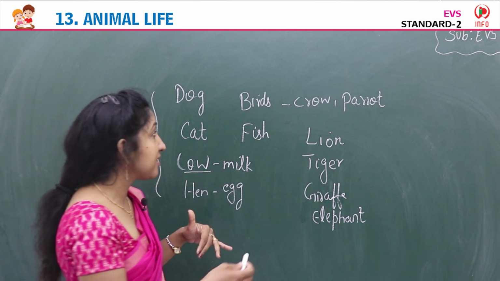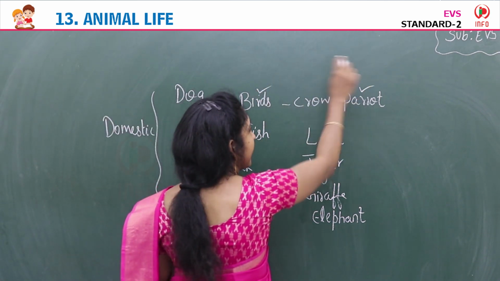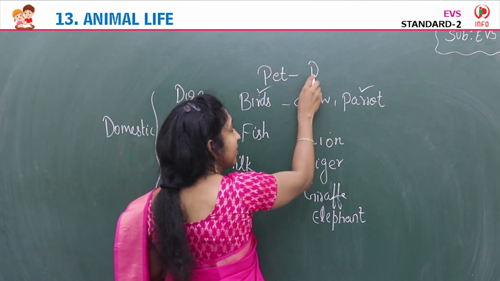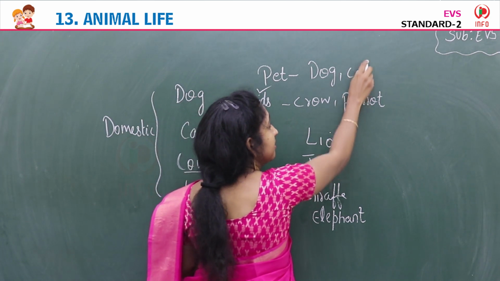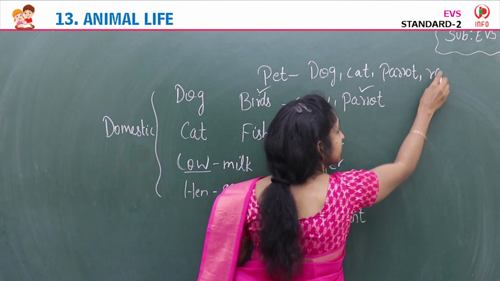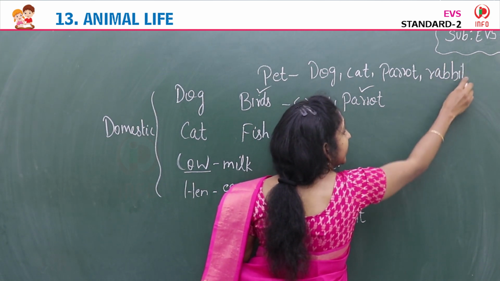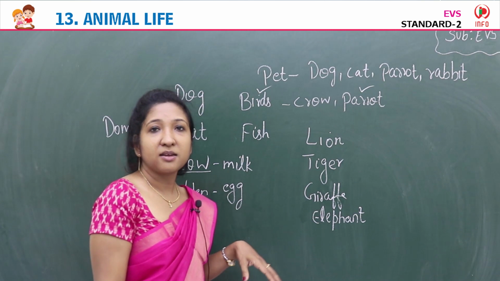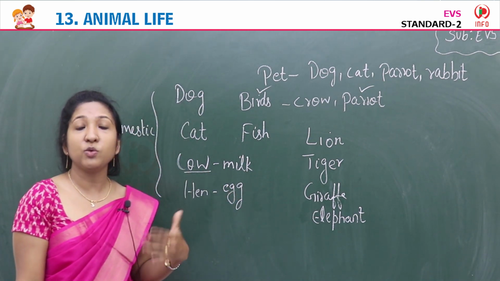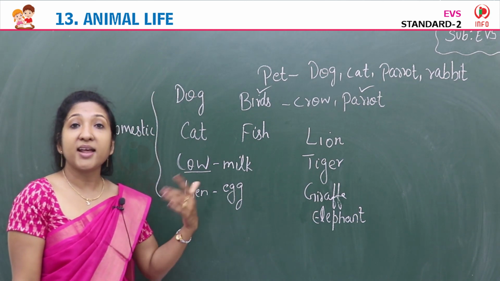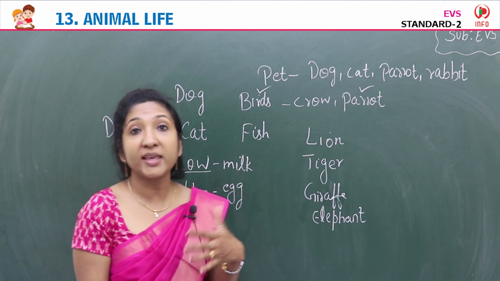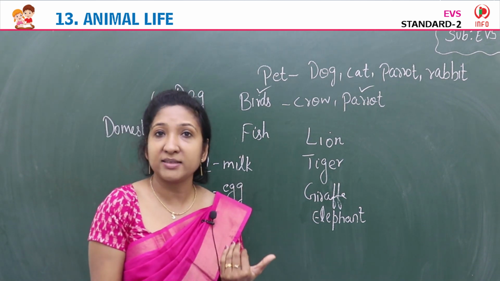And of these domestic animals, some animals we keep as pets. Which animals do we keep as pets? We keep birds like parrot, isn't it? Like dog we keep as pet, cat, then parrot, then rabbit. Like that many animals that we keep as pets. So pet animals are there. They are also domestic only. They are useful to us in many ways. And there are some wild animals. Wild animals live in jungles, in forests, and in zoo we can see many kinds of wild animals as well.